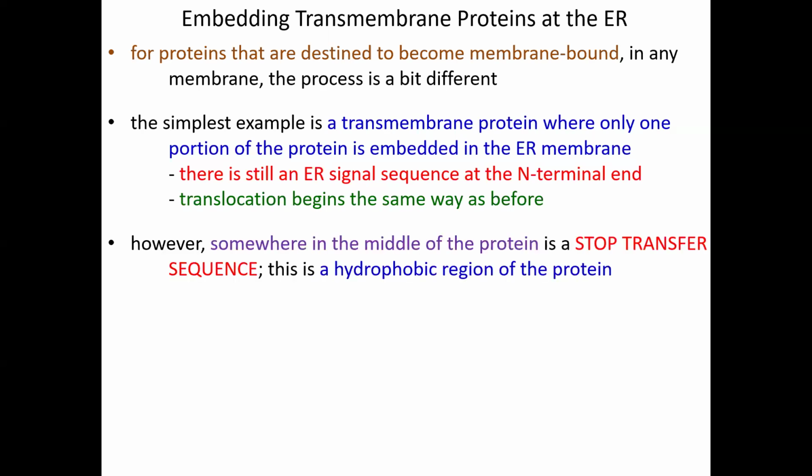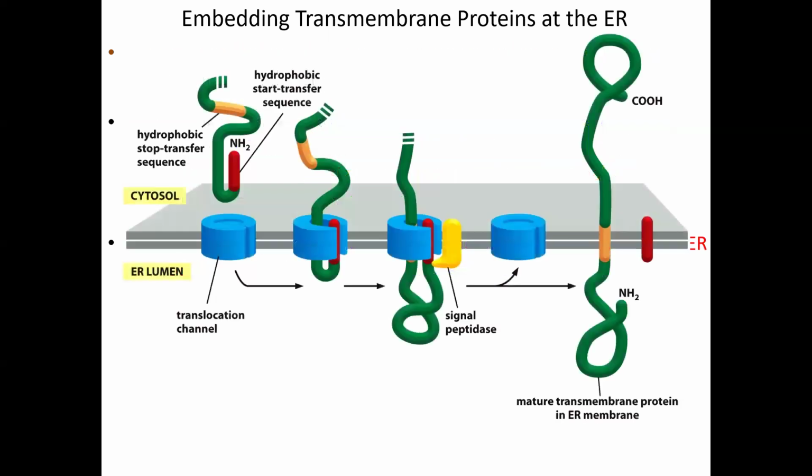Translation occurs in the same way. Somewhere in the middle of this soon-to-be transmembrane protein, there's a second specific sequence of hydrophobic amino acids that we call a stop transfer sequence. And what do stop transfer sequences do? They stop the transfer.